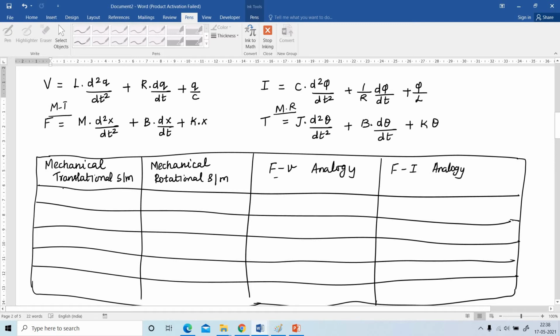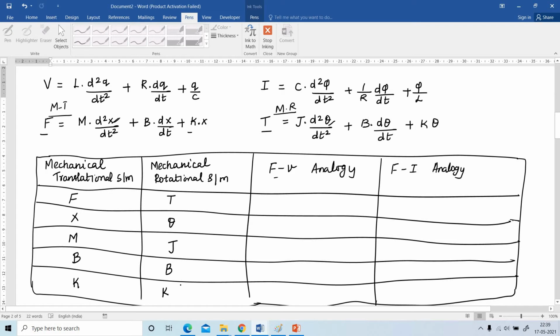Okay, first, for the mechanical translation system, put F. The same in the mechanical rotational system is T. And here linear displacement X and angular displacement theta. Next, the first element is mass; here that is moment of inertia. B is a dashpot; here also the element is dashpot. And the third element K is a spring, and here a torsional spring.